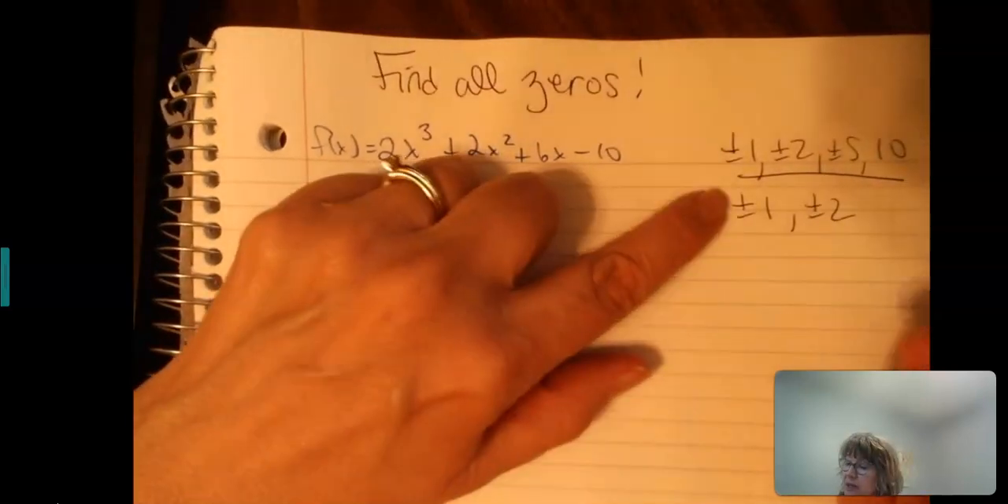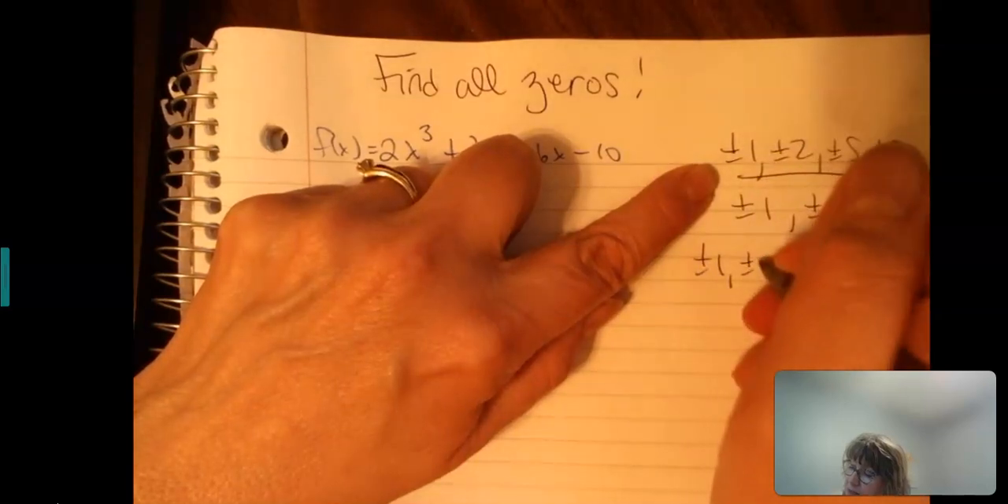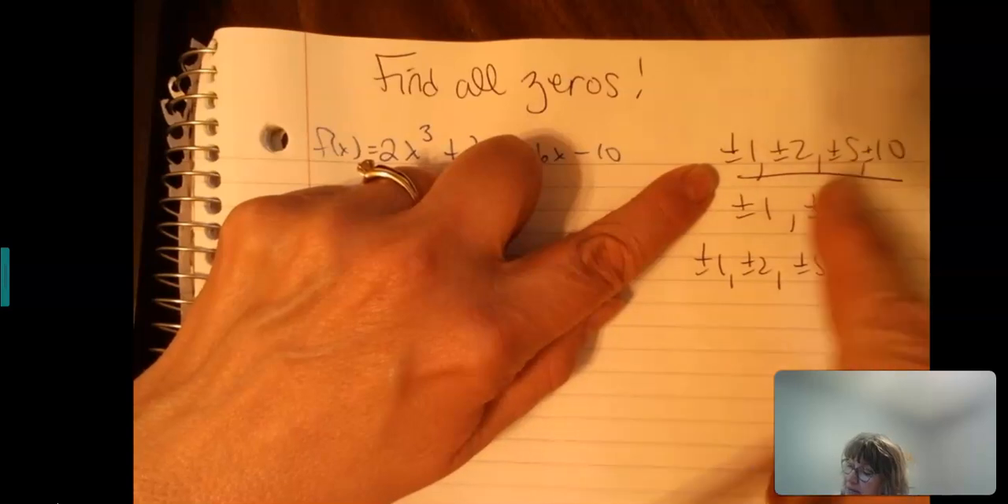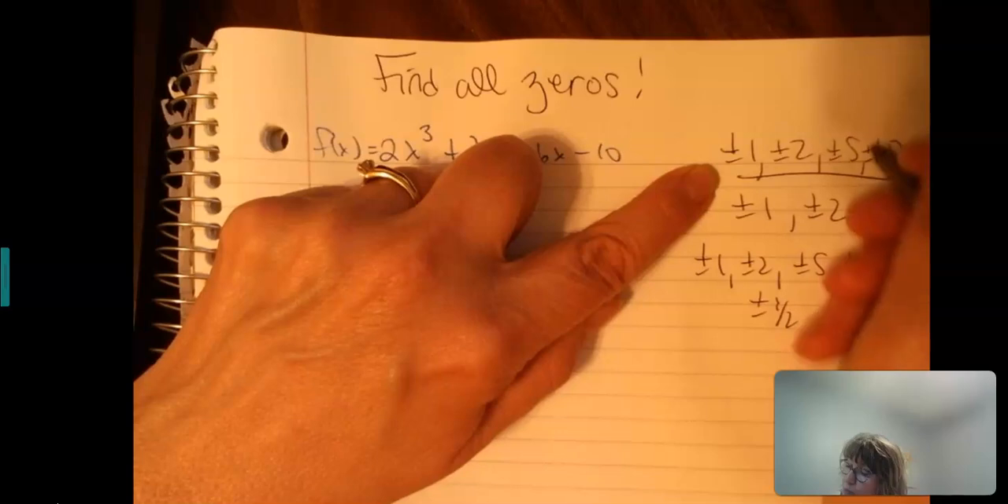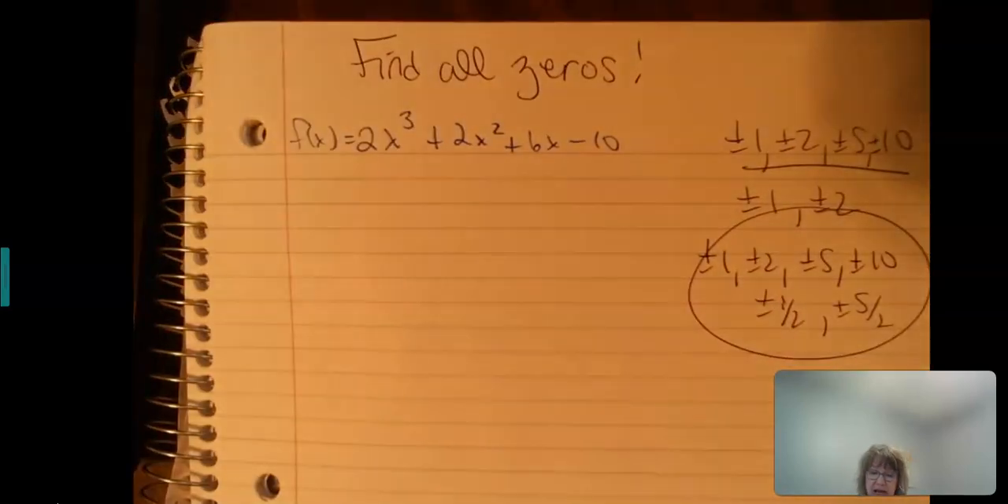So again, if you list all your rational zeros, it would be all of these. So plus or minus 1, plus or minus 2, plus or minus 5, plus or minus 10. And then if I divide by 2, half would add to the mix. So half could be an option, 5 halves could be an option. So these are all the things I would try.